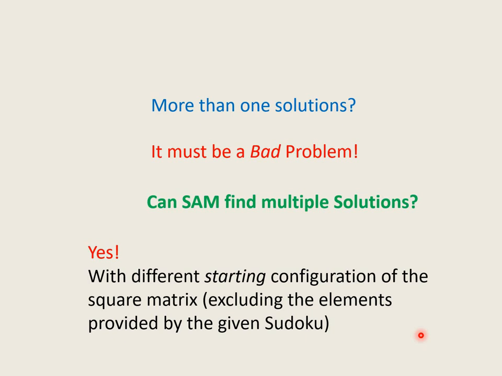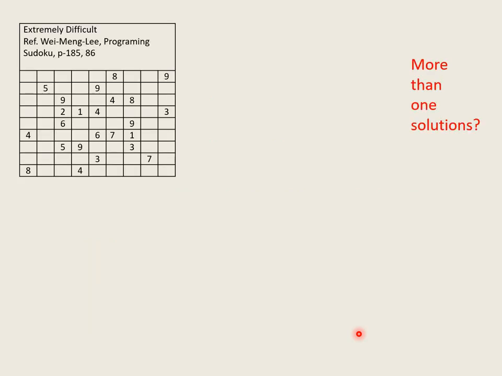How can we do that? Very simple. We just start a different run with a different starting configuration. Now, what does it mean? That you have to start with randomly taken numbers in the vacant positions. Of course, you cannot touch the elements provided by the given Sudoku. So if the starting configurations are different, then the possibility is there that you can reach another solution if it is there. Okay.